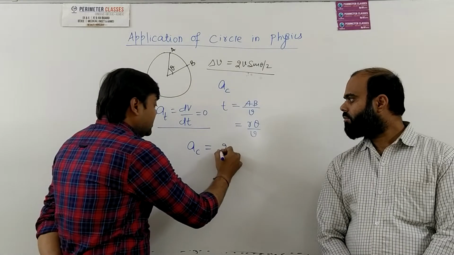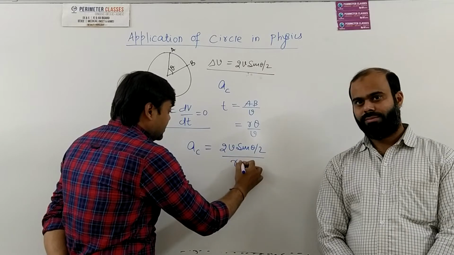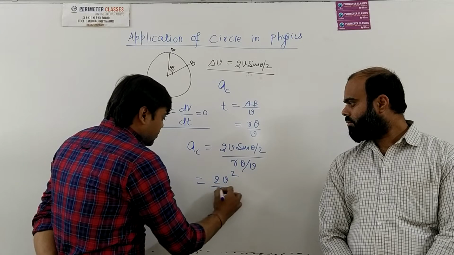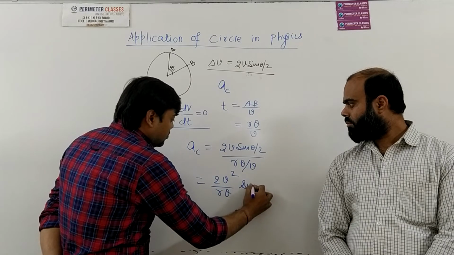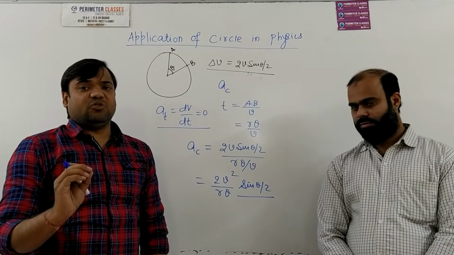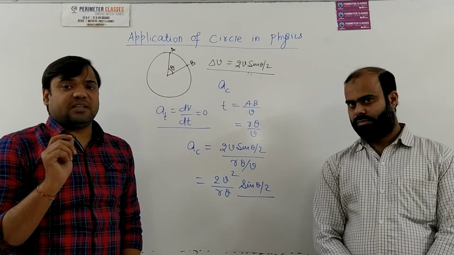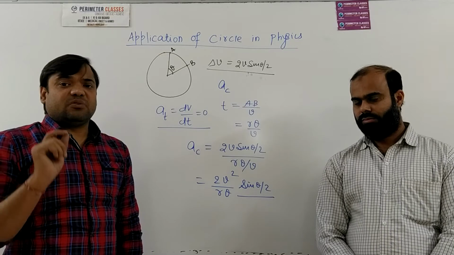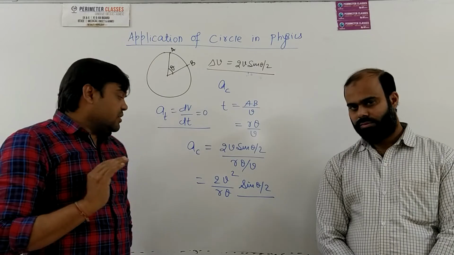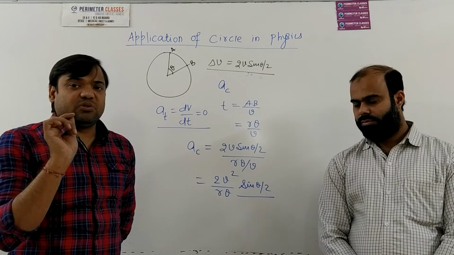So change in velocity is 2v into sine theta by 2 divided by r into theta upon v. So I can write this as 2v square upon r into theta into sine theta by 2. This is a very general result for any value of theta. Now if I want to make this theta very small, that is when theta is very close to 0, for values of angle theta less than 2-3 degrees, the value of sine theta comes out to be almost equal to theta. So I am going to use that relation.